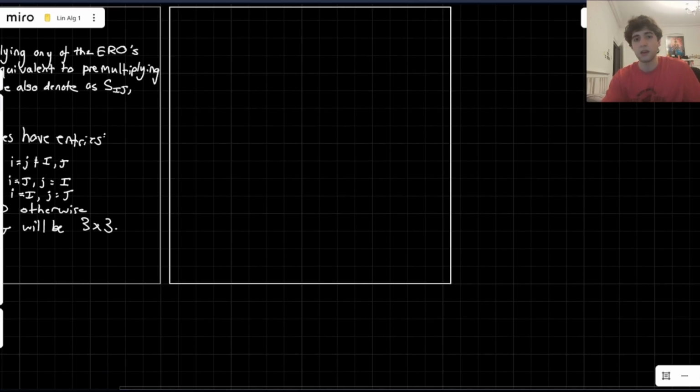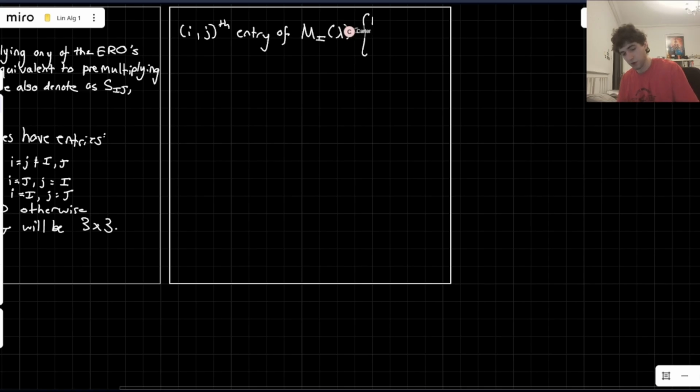Right, so next, we want to talk about the ijth entry of the elementary row operation matrix, which effectively multiplies row I by some scalar lambda, which is non-zero. So effectively, this is just a matrix, and we define this matrix as follows. It's a little bit easier to understand.